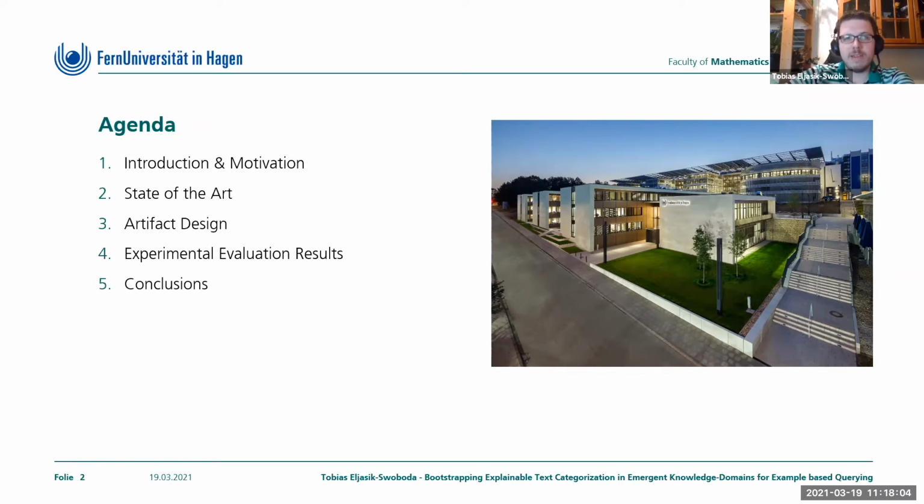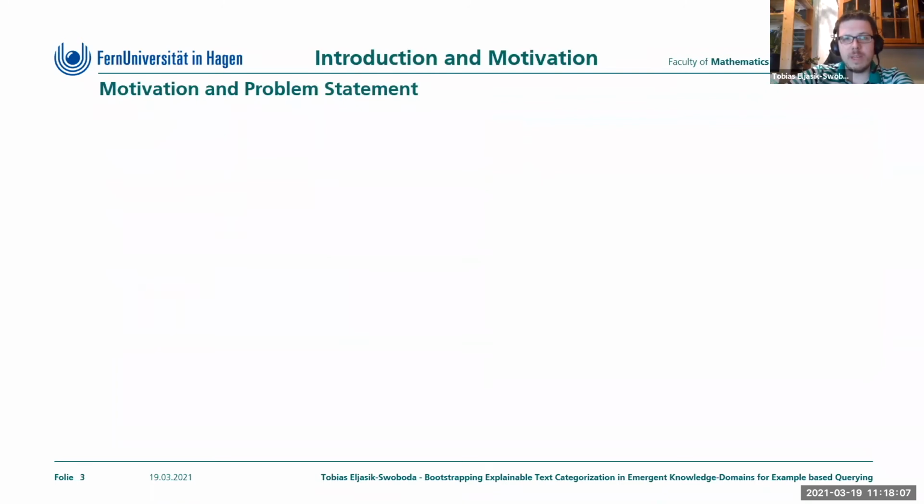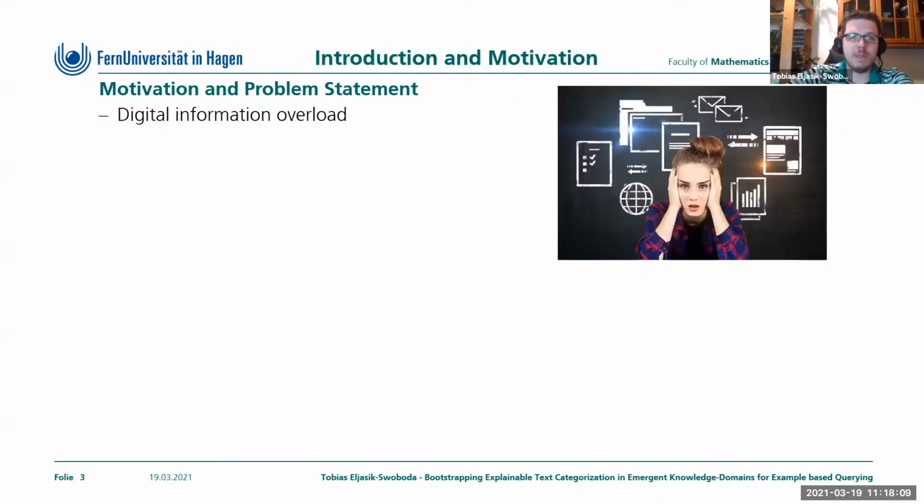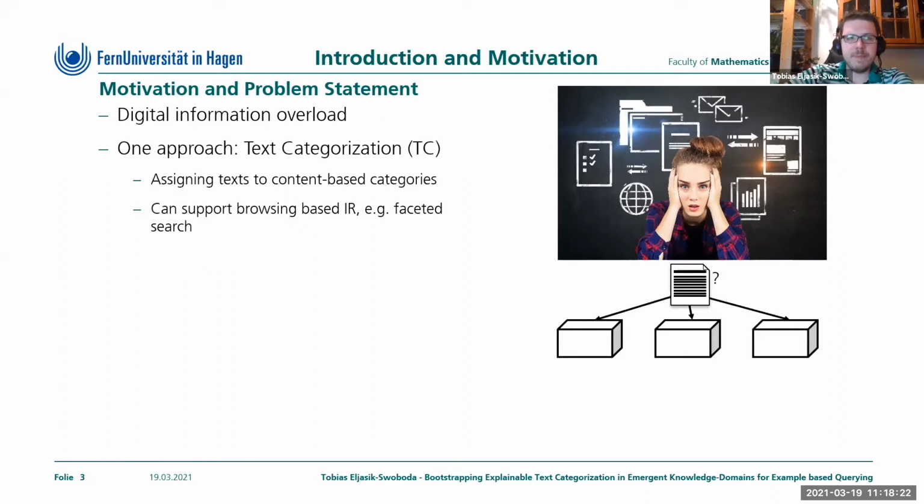So let's dive right into the motivation and problem statement, because the fundamental problem is the digital information overload. In the era of the internet, we are constantly bombarded with a myriad of different information types that's available, and most of this stuff contains text in some form. One approach on handling this, at least everything that contains text, is the so-called text categorization. In text categorization, text is classified into content-based categories like these. Some applications, for instance, could be browsing-based information retrieval or faceted search.